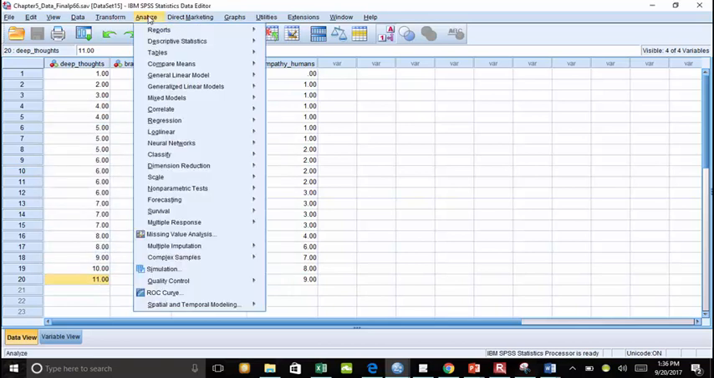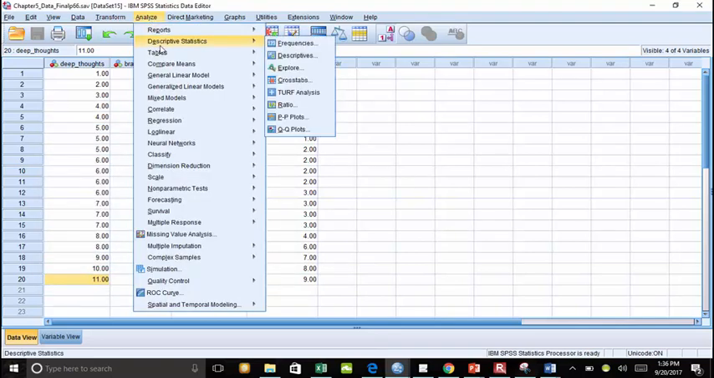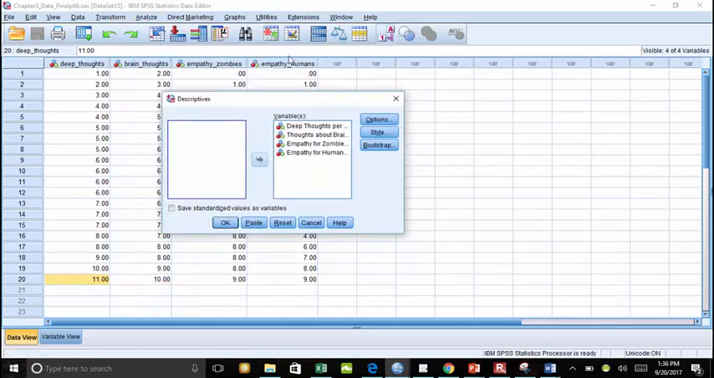But you can also do it, analyze, descriptive statistics, and now go down one to this descriptives pull-out menu. When you are there, let me move these over. Your variables would be here, and you would need to move them over to this variable section by clicking them over.